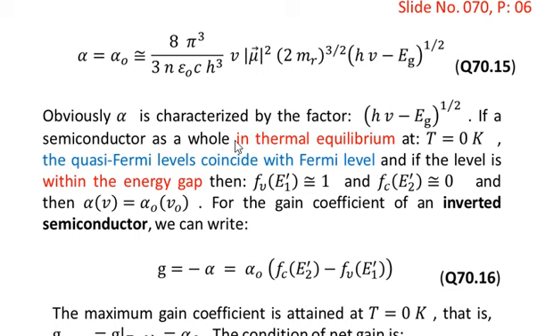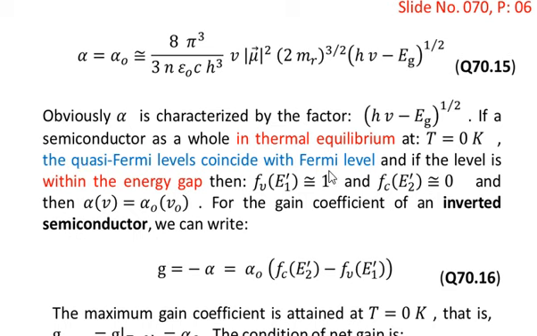If a semiconductor as a whole is in thermal equilibrium at temperature 0 Kelvin, the quasi-Fermi levels coincide with the Fermi levels. You know that when we talk about quasi-Fermi levels, it means the Fermi levels in the presence of some minorities added, some doping added to the semiconductor material. That's why we have the term quasi-Fermi levels.